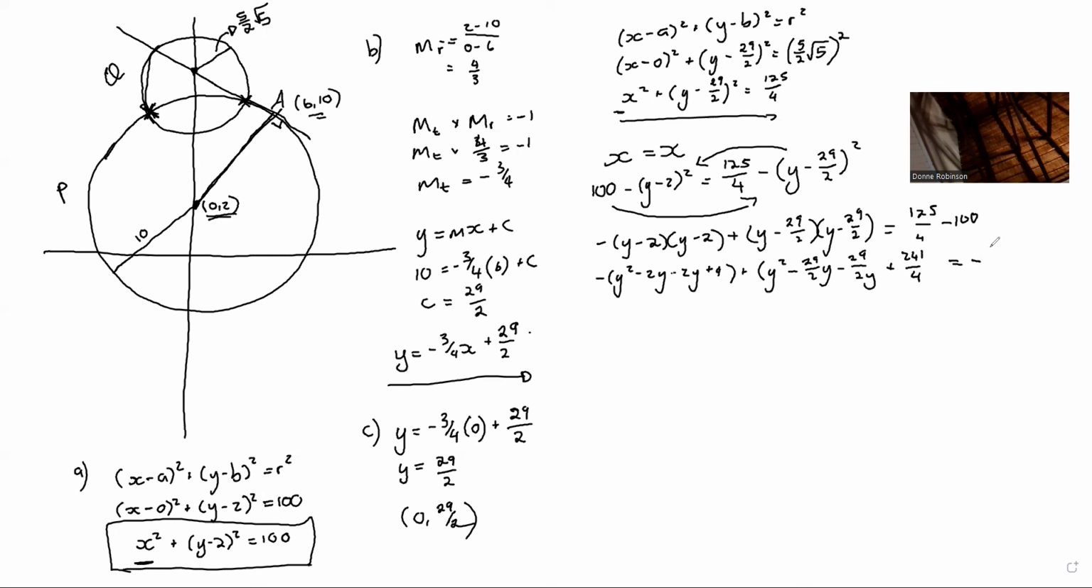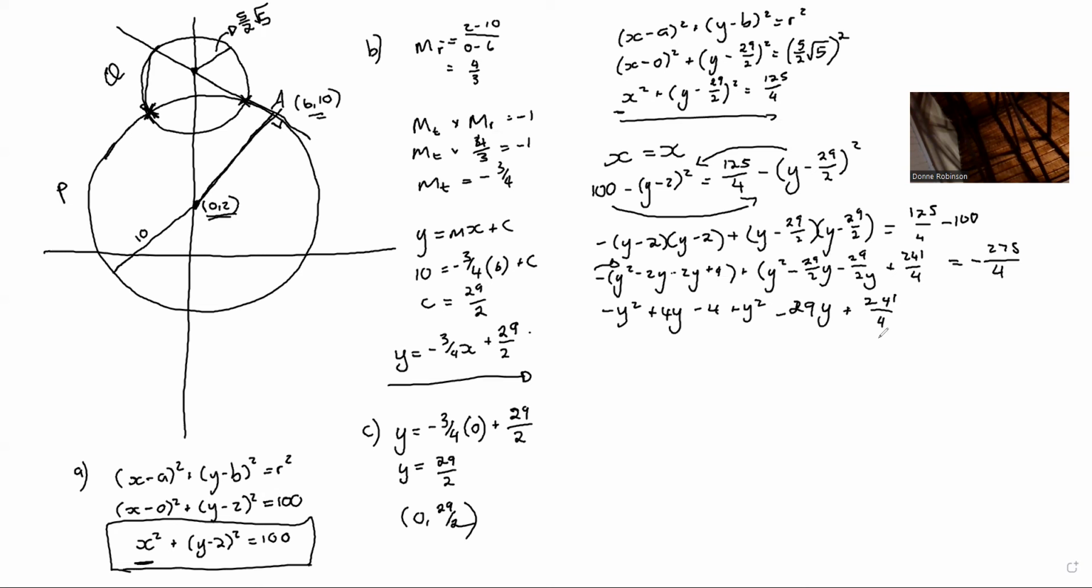That's going to give me negative 275 over 4. Oh, these are funny numbers, but I'm sure we're going to come right. So now we're going to multiply in that negative. So we're going to have negative y squared plus 4y minus 4 plus y squared, minus 29 over 2 plus 29 over 2 gives me 29y. 29y plus 241 over 4. There we go. What a confusing bit.